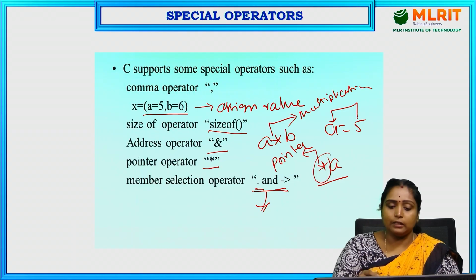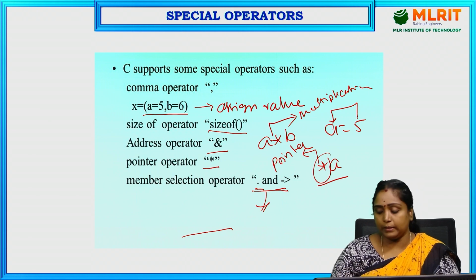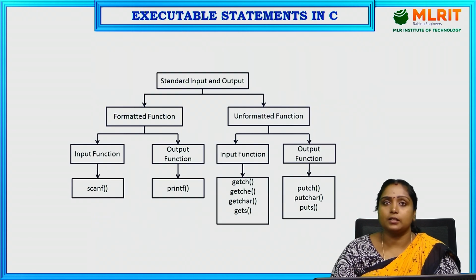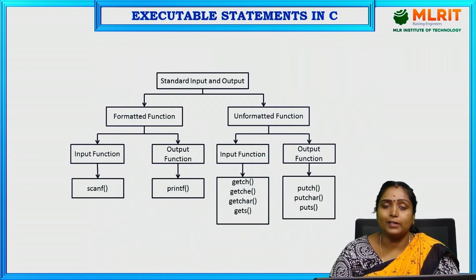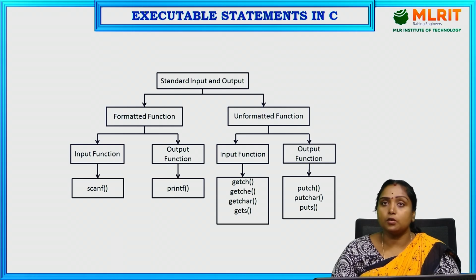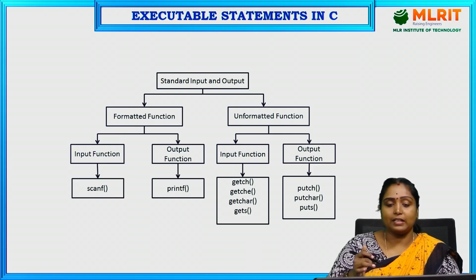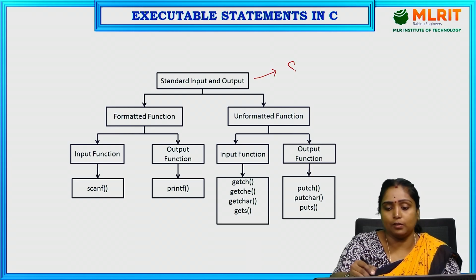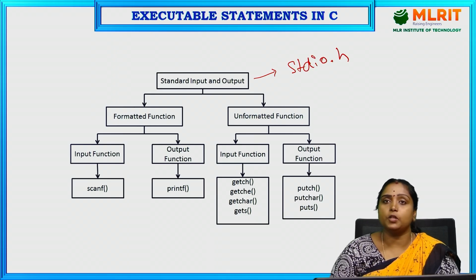So till here the operators concept has been completed, and the next topic is executable statements in C. So how are you going to have the executable statements? Mainly in every statement we are going to use the standard input output header file, so stdio.h. Standard input output dot header file.